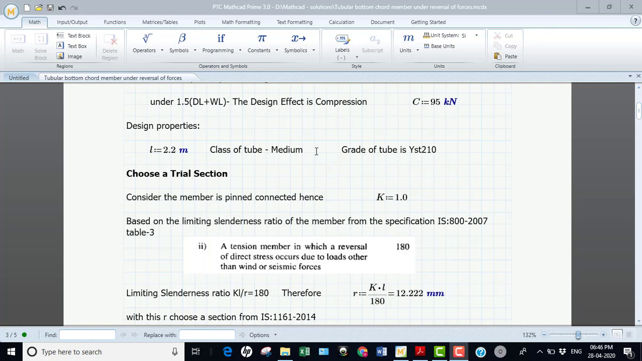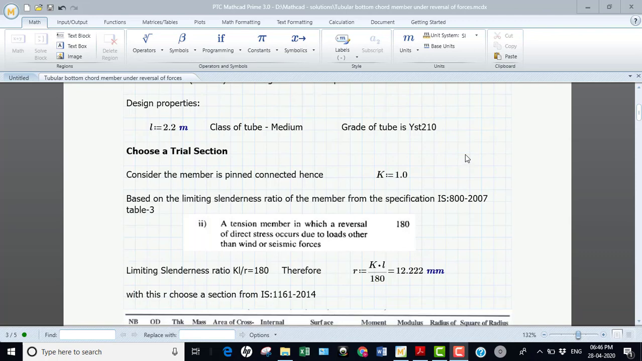The medium sections are considered here because the common class of pipes is the medium class, and the common grade of pipe is also YST 210. Therefore, in this problem, I am using that basic or common form of pipes. To design a cross section, I have to do a trial section.